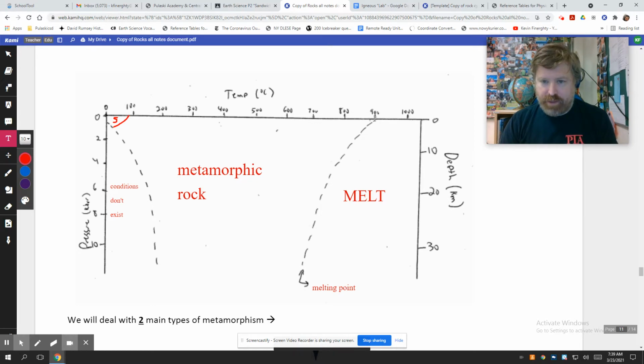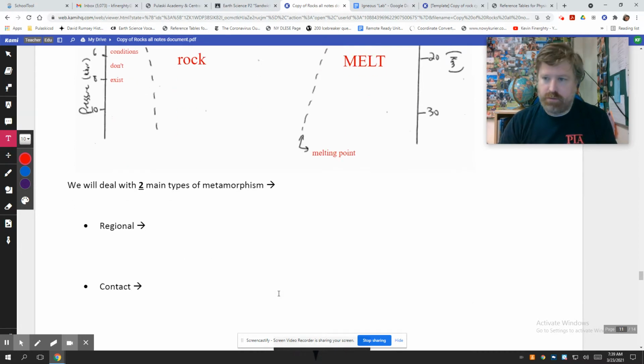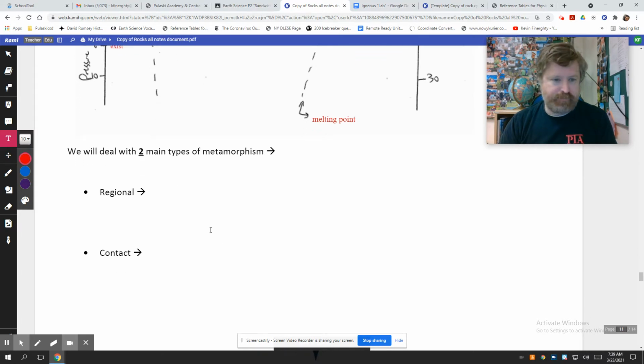So that's why the melting point isn't just 900 degrees. It's 900 degrees at surface conditions for some magmas. But as you go deeper and there's more pressure on it, these things can change. So don't panic about that either. Let's keep it simple. I'm already rambling too much.